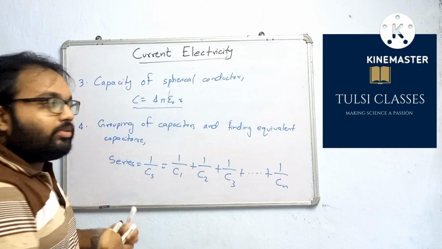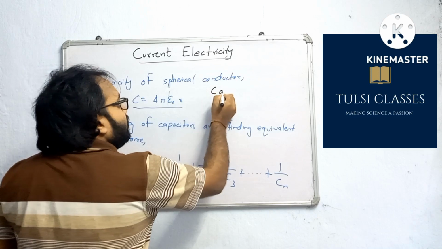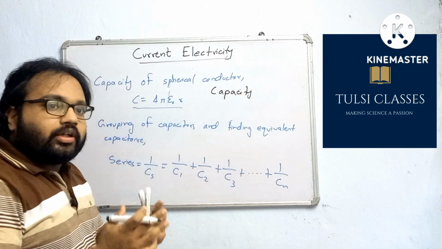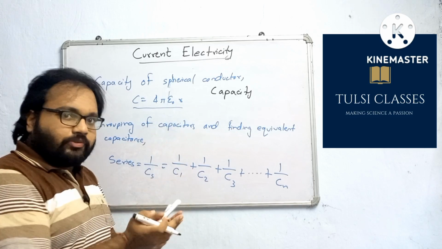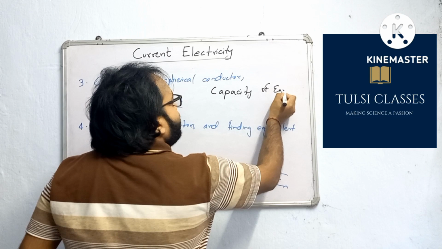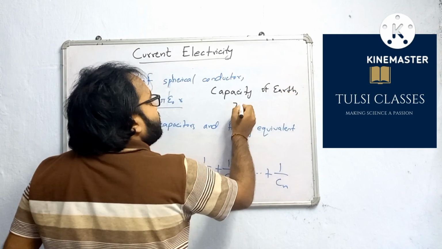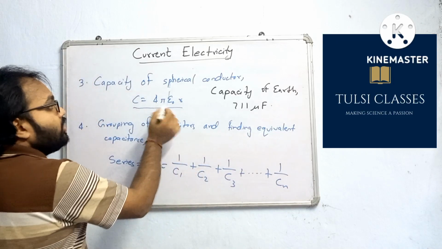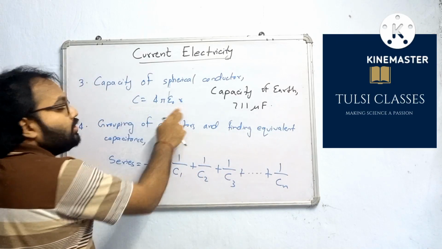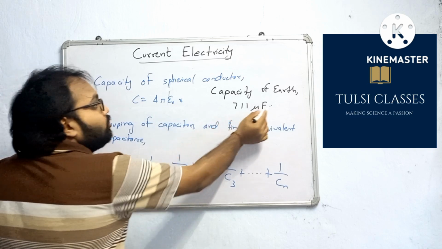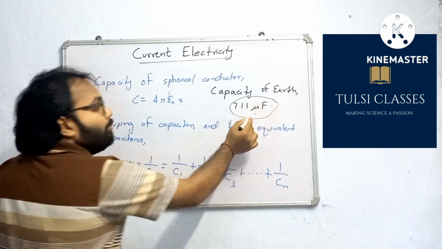For your reference, I am telling you the capacity of earth, that is, the capacity of a spherical conductor of the size of earth. The capacity of earth is 711 microfarad. How did I get this? If instead of R you put the radius of the earth, and you know the value of 4 pi epsilon naught, you will get 711 microfarad.